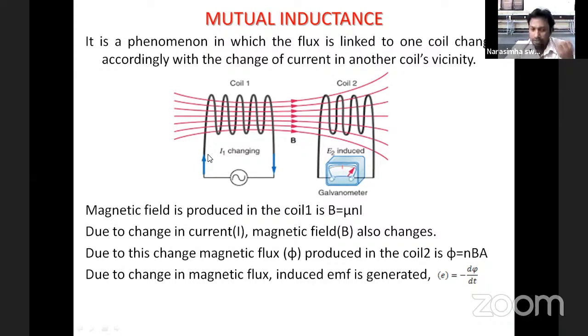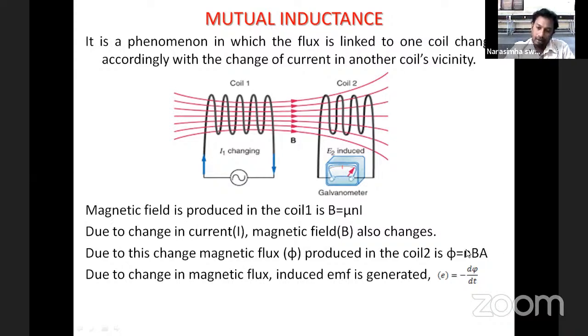And due to this change in magnetic flux, what will it produce? When the magnetic field is changing, the magnetic flux also changes. So how much will it be? Phi is equal to NBA, that is, B into A. Here it depends on the number of coils, N, and the amount of flux depends on the surface area, the cross-sectional area.